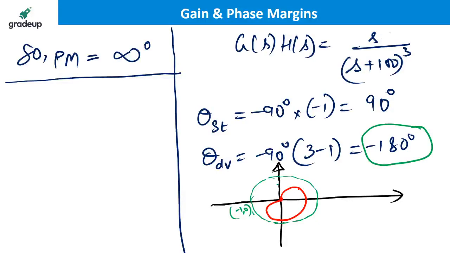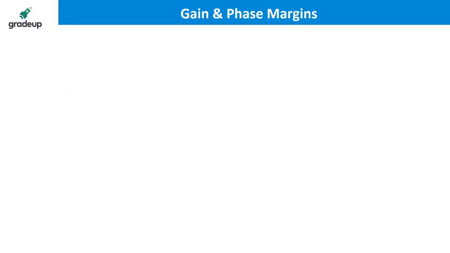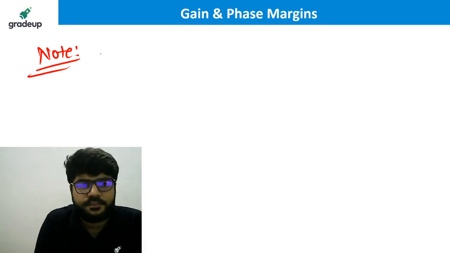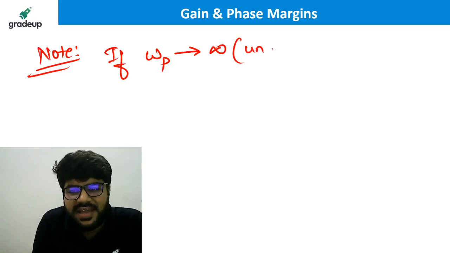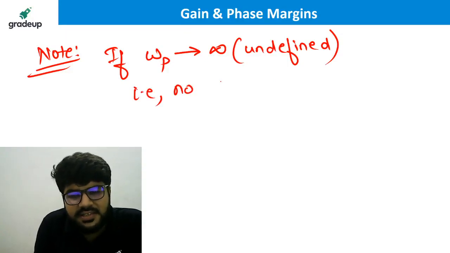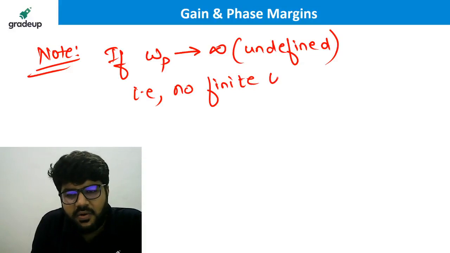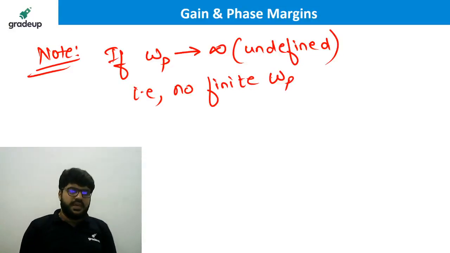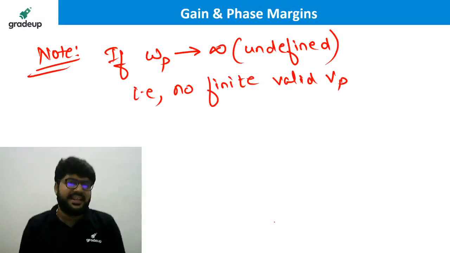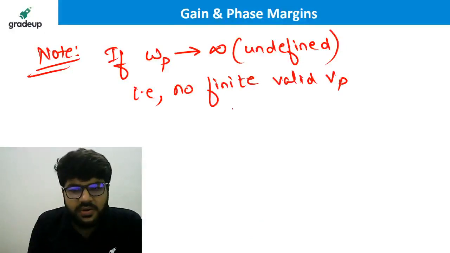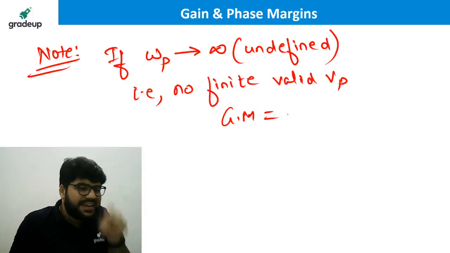Okay, now this is the complete analysis, better analysis with the Nyquist plot, and I have some points to put down. That is why I have done detailed analysis. I will put them down now. If omega p tends to infinity, that is actually undefined. That is, there is no finite valid omega p. If at all there is omega p, that is undefined, and that is the diving angle, actually diving into origin.